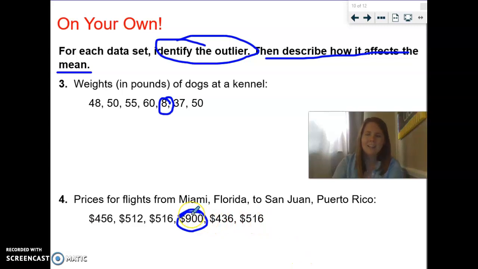And in this case, since my outlier is a lot bigger than everything else, what's going to happen to the mean is that the mean is going to be bigger than what the average really should be, okay? So that's what you're describing. How does this affect the mean? It will make the mean number larger than it should be, is basically what you're going to write out, okay? So understanding that it can either drag the mean down or bump the mean up depending on if your outlier is larger or if it's smaller. Okay.